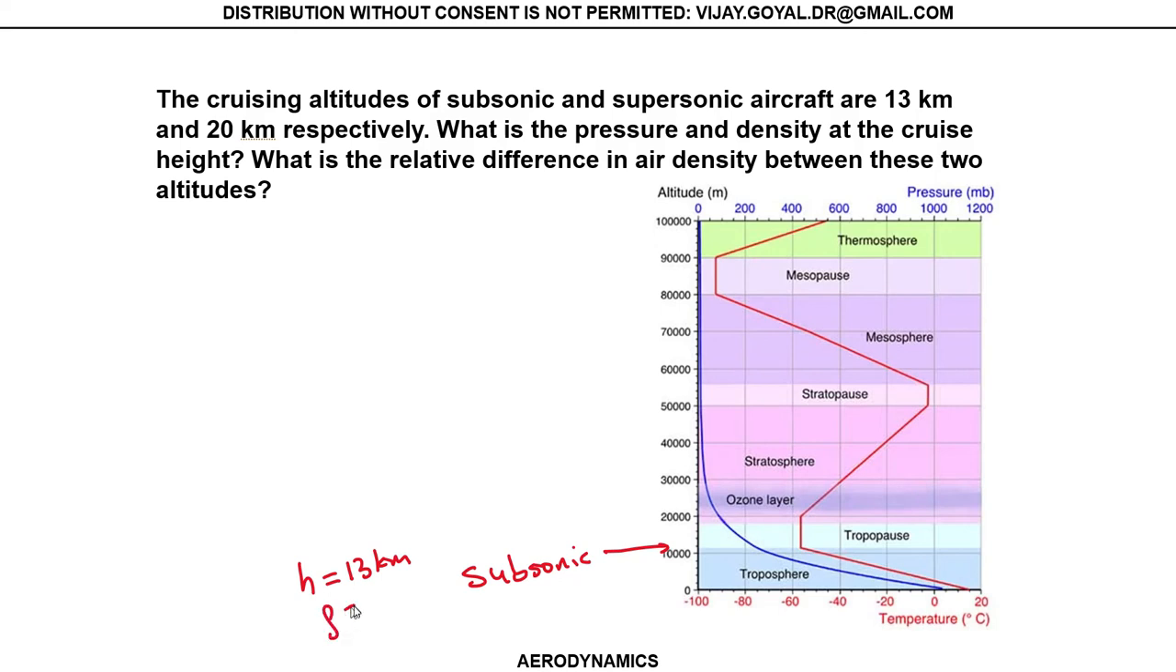And you're asked to find your density and your pressure. We can also find the temperature as well, and we will do that, but that's not what the problem asks. Then it says they have another plane flying over here at an altitude of 20 kilometers. And we're also asked to find the density and the pressure. Now, note that anything flying very high has to be a supersonic aircraft. Okay, so that's going to be supersonic.